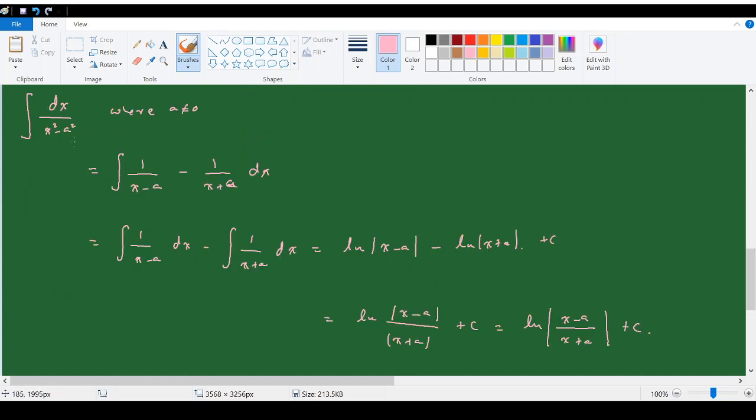And here for this one, you have the partial fractions like this, and then by doing the calculation we have this result. From here to here we use the logarithm rule where if you have ln a minus ln b, you can write it as ln a over b, right?